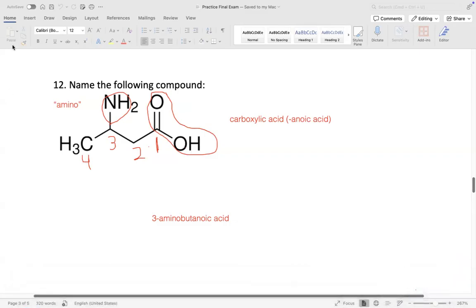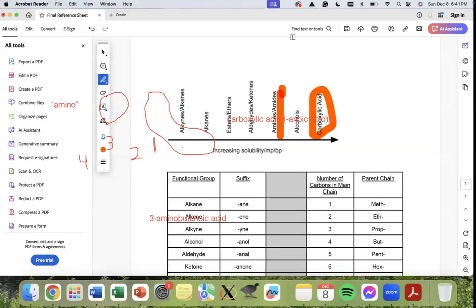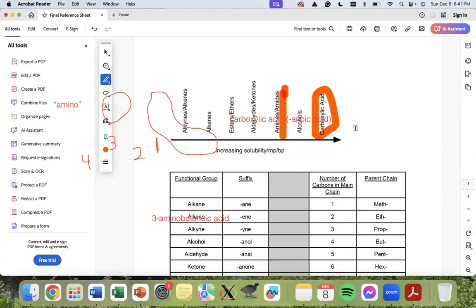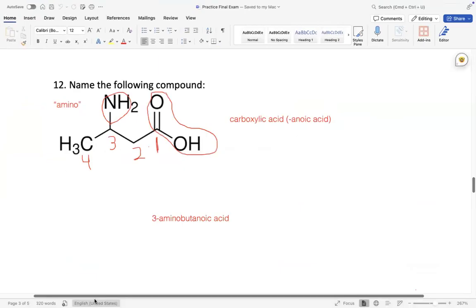I keep forgetting to turn on the mouse. Based off of this chart, we can use this same chart, so the increasing solubility, melting point, boiling point, to determine which functional group is stronger. So the carboxylic acid is stronger, so he's going to be the star of the show when there's competing ones. Okay, got you.